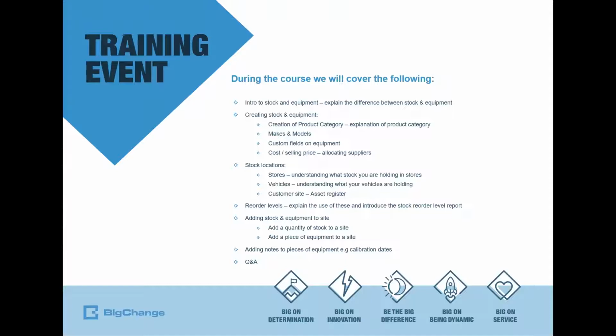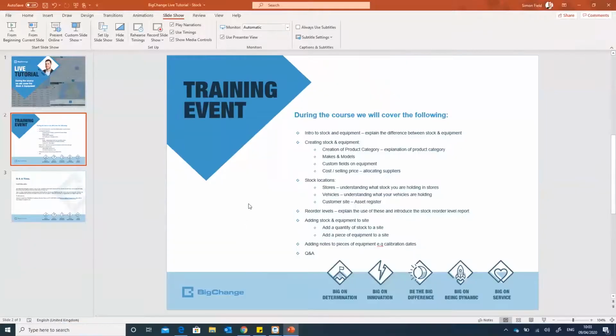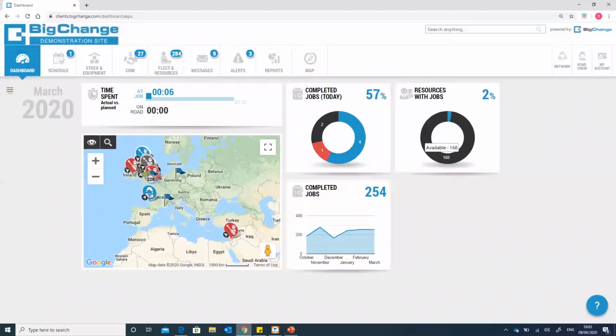Finally, I'm going to create an example of adding a piece of stock to a site and also adding a piece of equipment to a site. And then finally, I'm going to go through notes, which is adding notes to pieces of equipment and how these can be used throughout. So I'm now going to move forward into JobWatch.